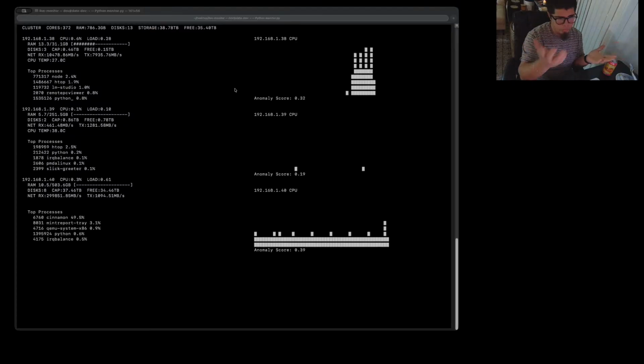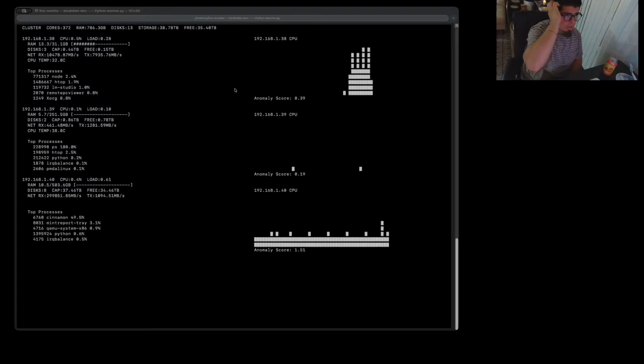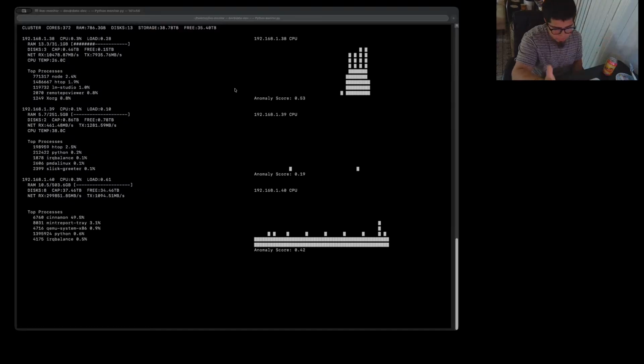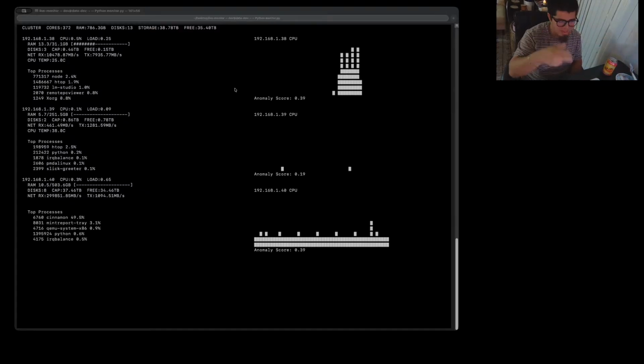I got 3 computers, 2 servers, and a 12th generation. Yes, it's a 12th generation 20 core i7. It has my 4080.